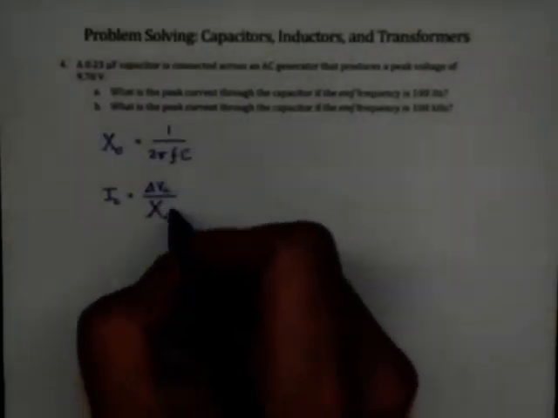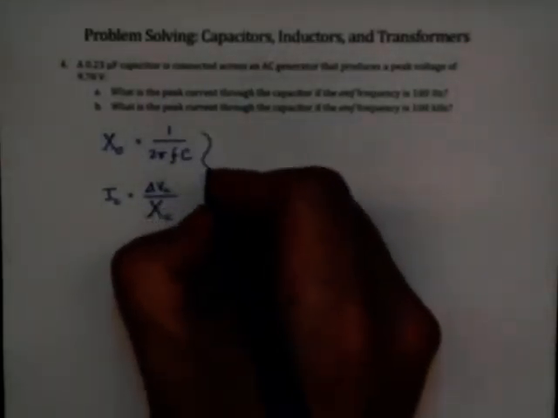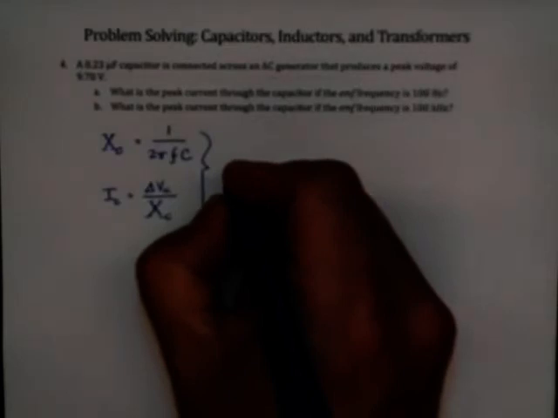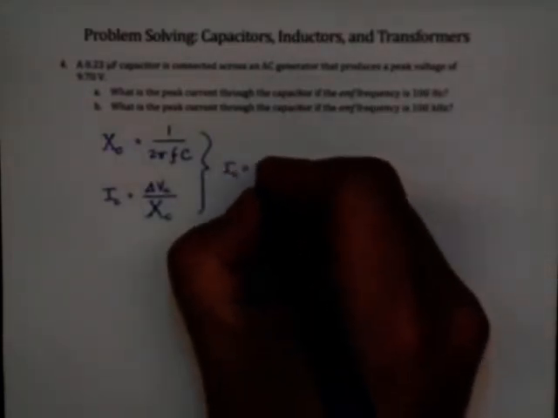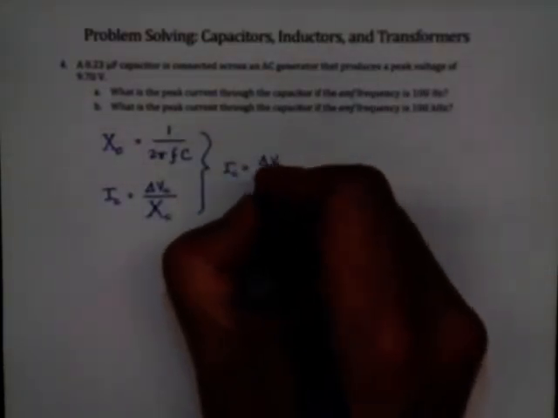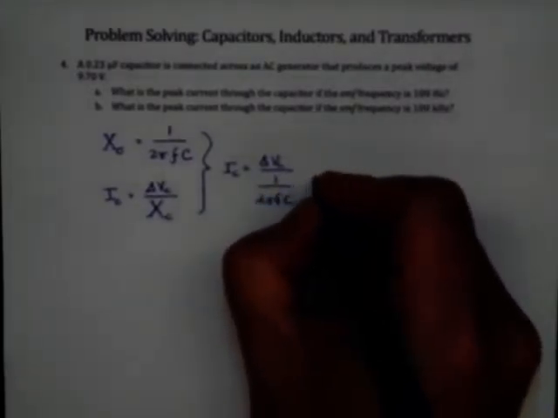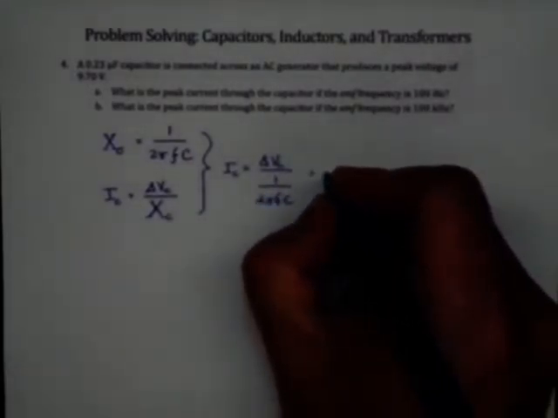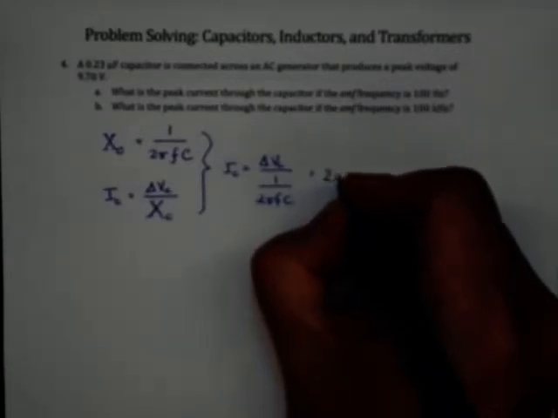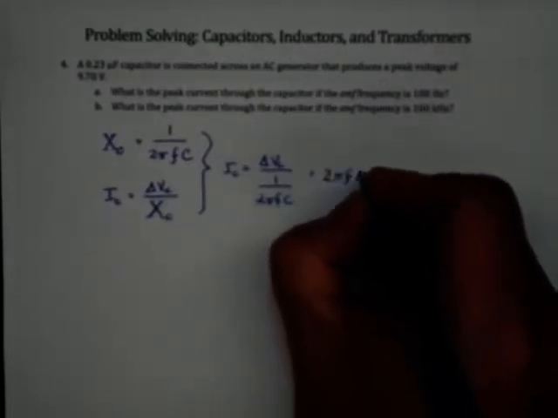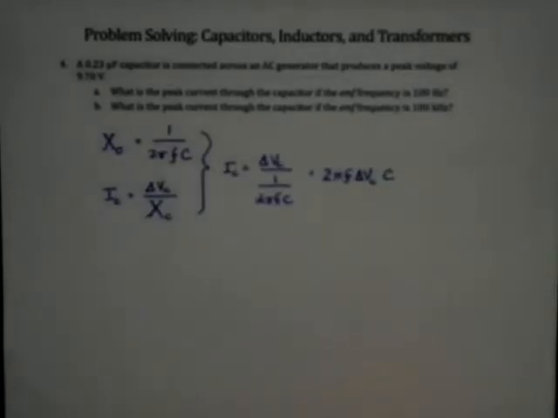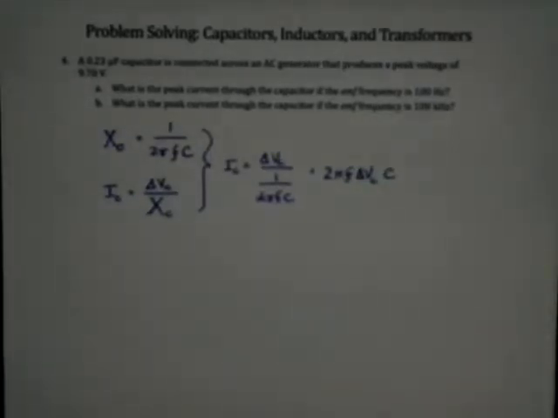And if you put both of these relationships together, you get the current is equal to the potential difference divided by 1 over 2 pi fC, which you can simplify, or at least get rid of the fraction piece of this, and put everything up in the numerator.